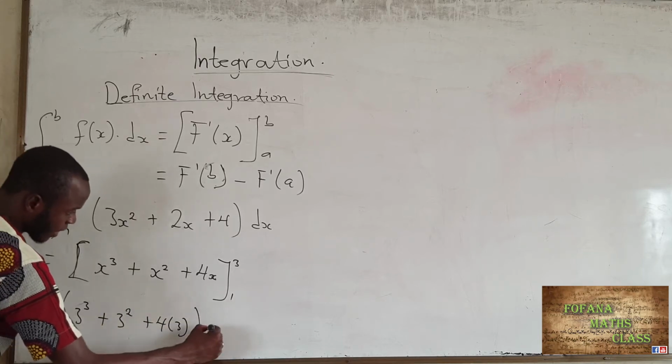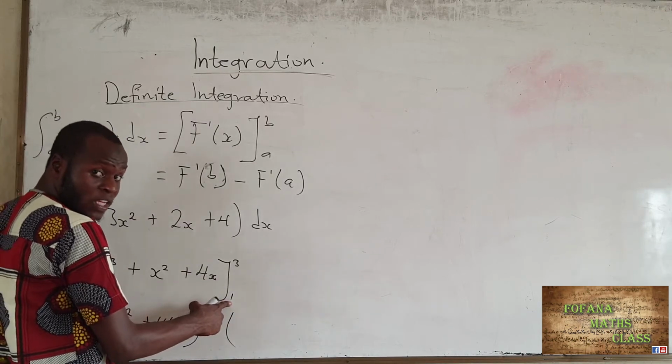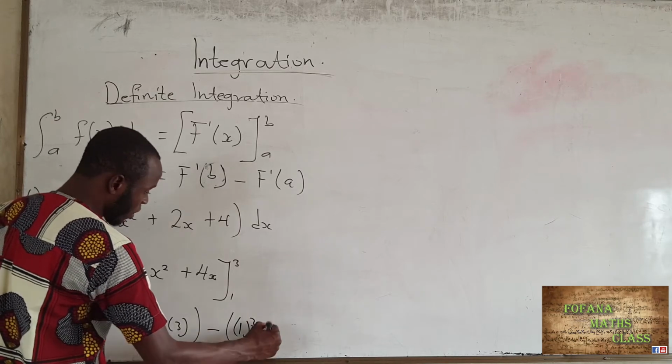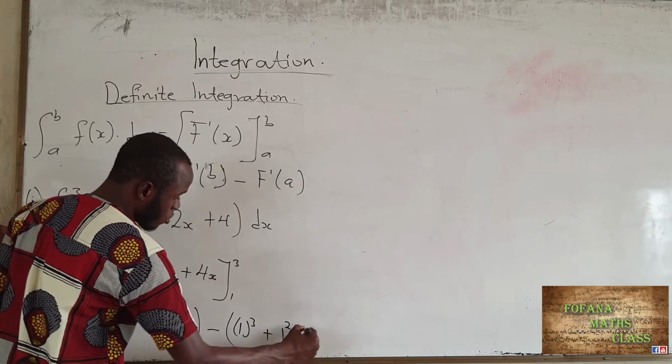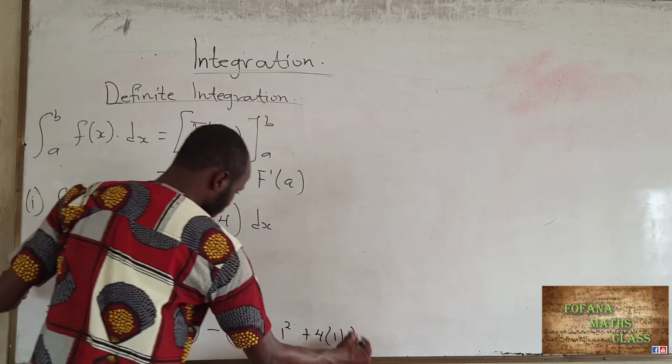Then we close this bracket, minus, we open the bracket again with the same expression, but here we will place 1 in place of what? The x. Okay, so it will be 3 to the power 1 to the power 3 plus 1 to the power 2 plus 4 times 1. Okay, so we close the bracket here too.